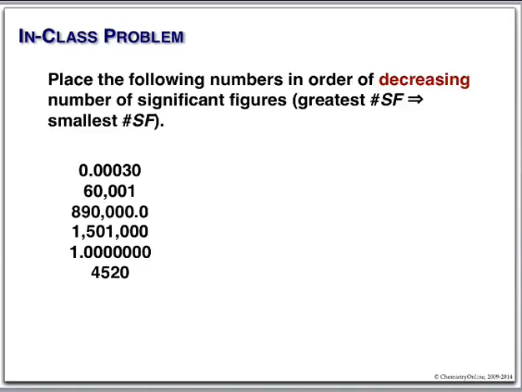Which number is going to have the most? 890,000. Well, this has 1, 2, 3, 4, 5, 6, 7. This is a decimal point, though, 2, isn't it? 1, 2, 3, 4, 5, 6, 7, 8. Now comes the other one. What's next in line?